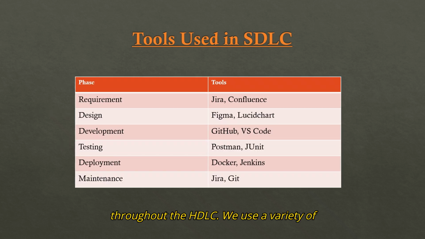Throughout the SDLC, we use a variety of tools to help us. For requirements, tools like Jira and Confluence help track progress. Design uses tools like Figma, while development often leverages GitHub and VS Code. Testing involves Postman and JUnit. Deployment uses Docker and Jenkins, and maintenance circles back to Jira and Git.